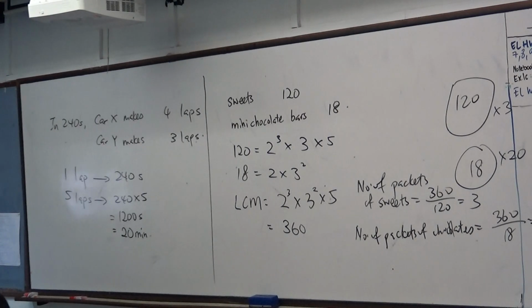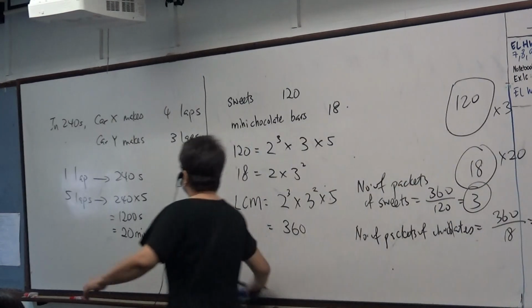Okay, so question 21 will be 3, because they only want this. This is actually an extension for you. What if they want the number of packets of mini chocolate bars? Everybody okay? Yeah, now, last one. Question 23. That is in your notebook.